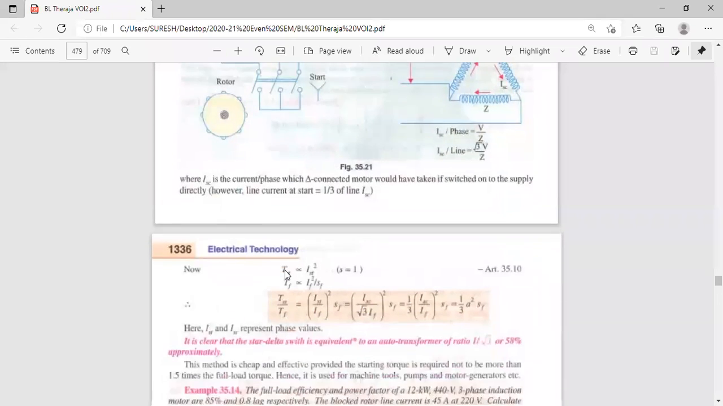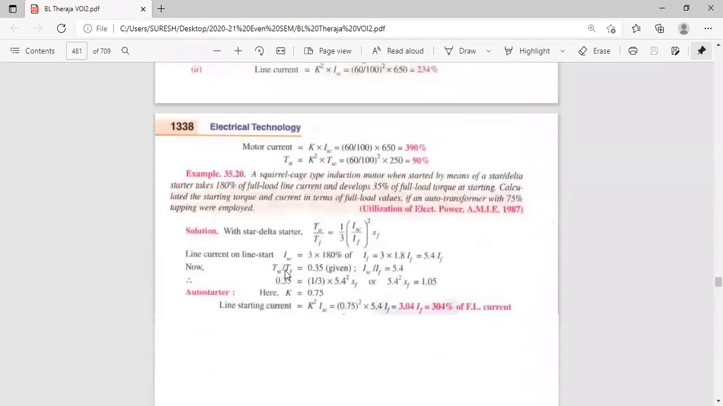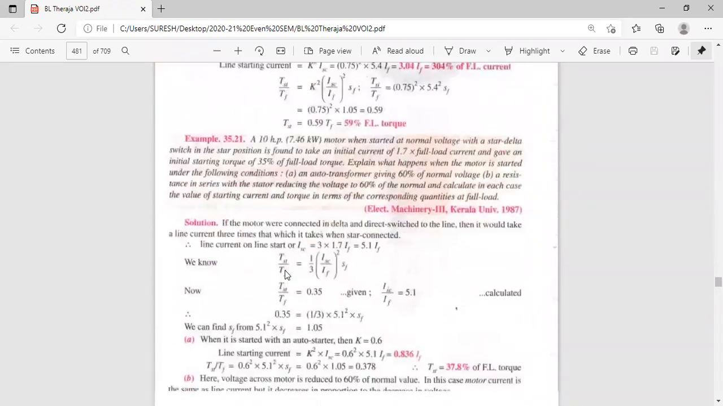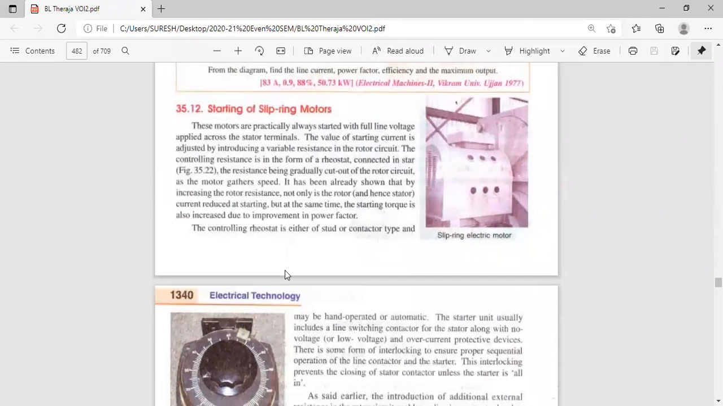What is the necessity of starting the induction motor? Why are you starting with the help of starting methods in an induction motor? What is the necessity? To increase the current? No, current is very high. To decrease the current, and increase the torque. Torque has to be increased, but current has to be reduced.